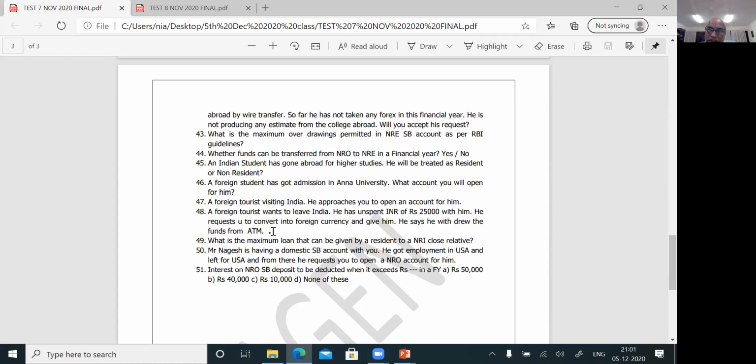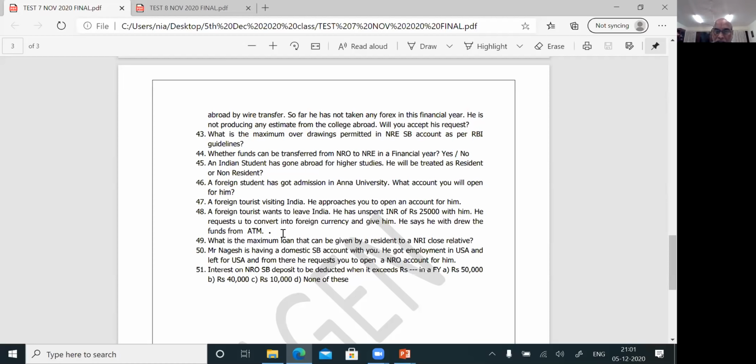And the fourth point is more than 7 days old. So with these conditions, the maximum amount is 25,000 rupees. Beyond that, you cannot convert. So when all these 4 conditions are complied with, question number 48 is yes, you can do.